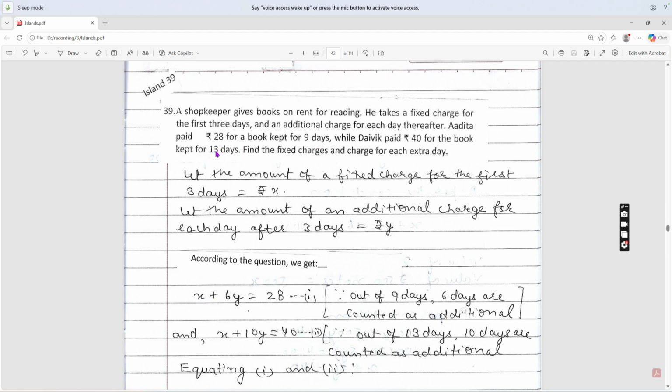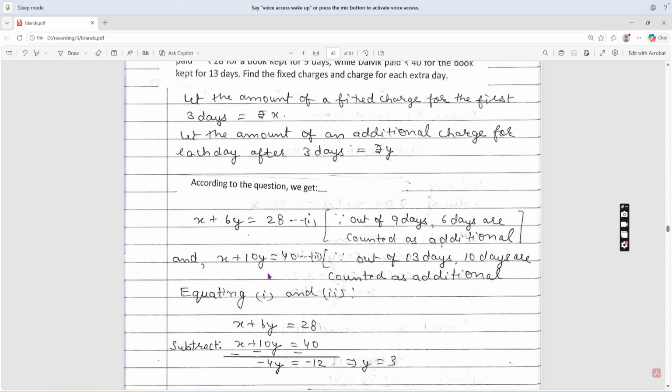Now the next is 13. Actually, it is not 13 days. It is actually 10 days. Again, 13 minus 3 is 10. Out of 13 days, 10 days are counted as additional, because 3 days are already free, which are covered in x charges, which is fixed. So x plus 10y is equal to 40, because the total fare given in the second case is rupees 40. So now we are going to operate these two.